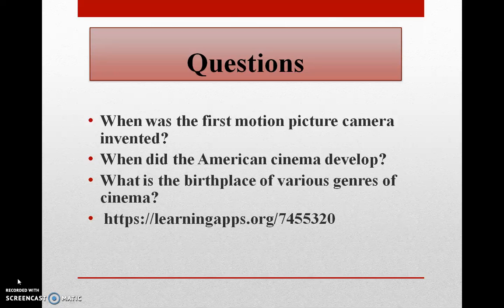And also we have some questions. The first one is, when was the first motion picture camera invented? The next question is, when did American cinema develop? And the last question, what is the birthplace of various genres of cinema?